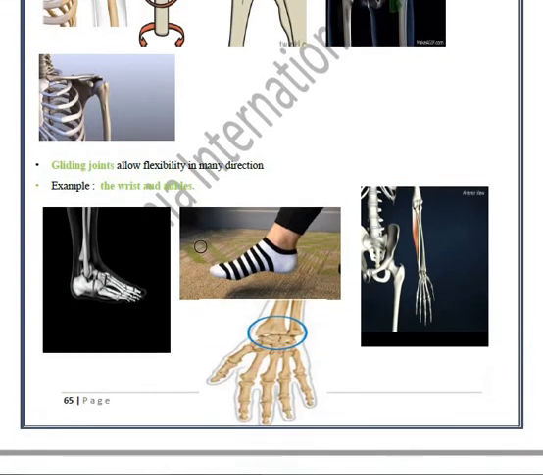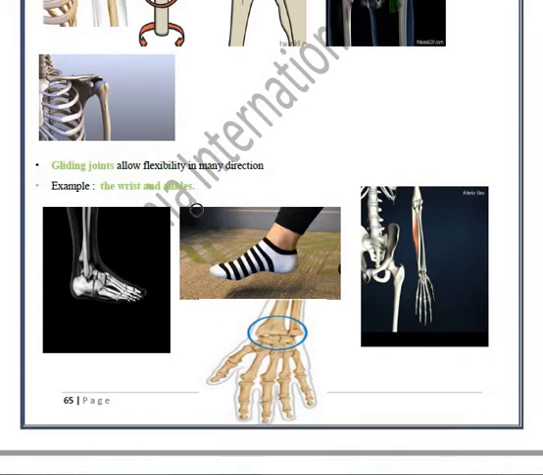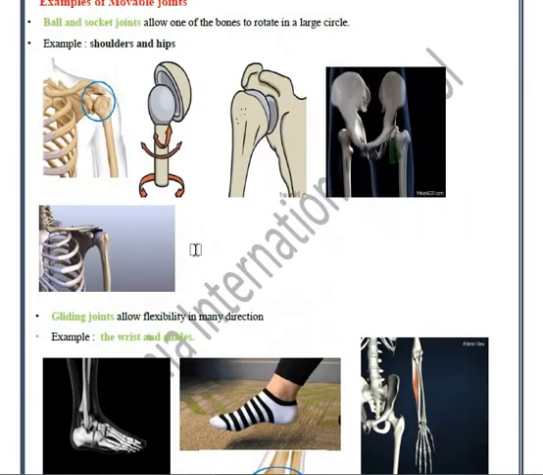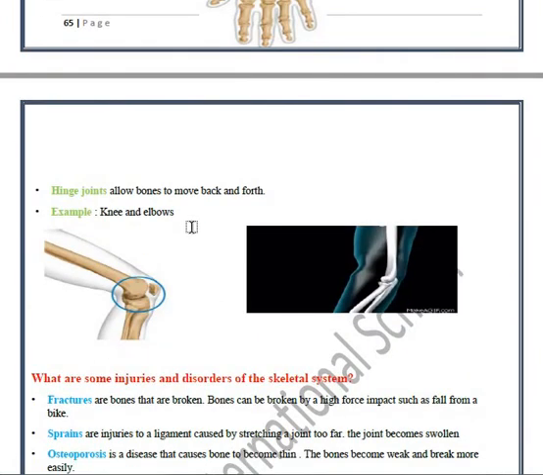The second type is called the gliding joint, and this gliding joint is found in the wrist and the ankle, and it allows flexibility in many directions, as you can move your wrist and ankle up and down, right and left. So this gliding joint allows flexibility in many directions, not like the ball and socket that only rotates in a large circle. And the last one is called the hinge joint, that allows you to move back and forth, and this is only found in the knee and the elbow. You can only move your elbow back and forth, and also your knee back and forth. Okay?